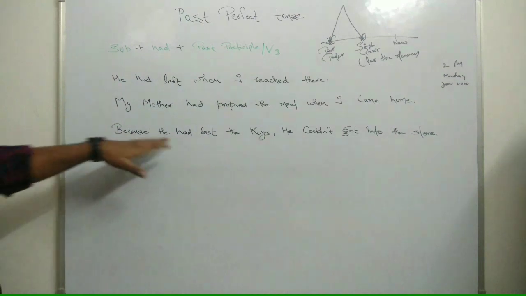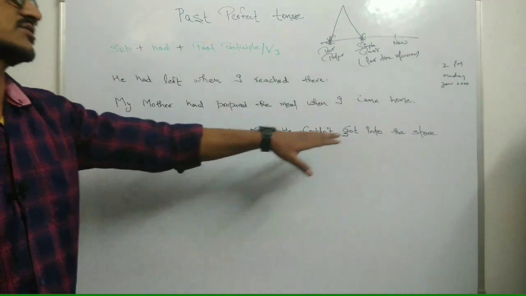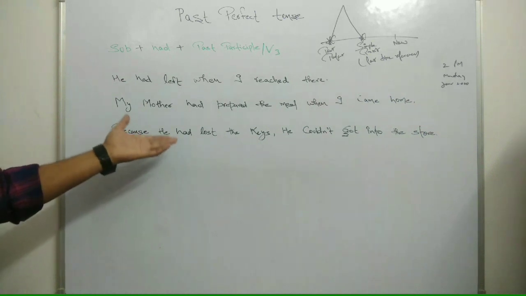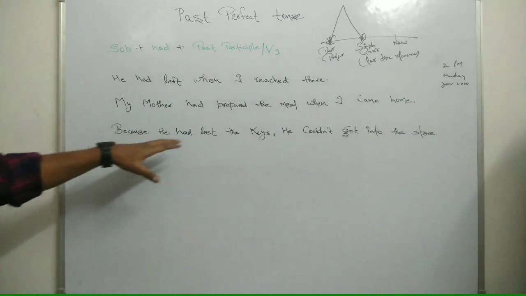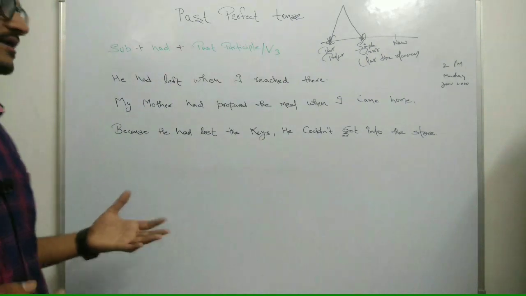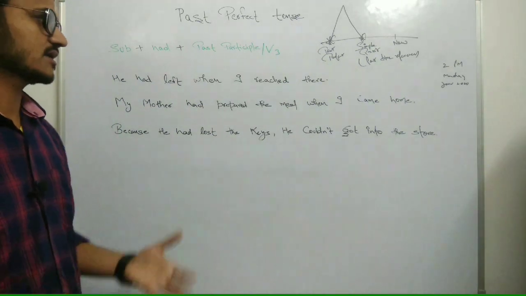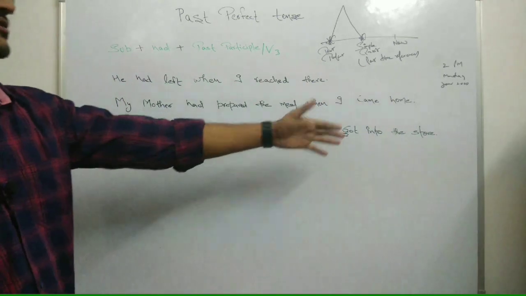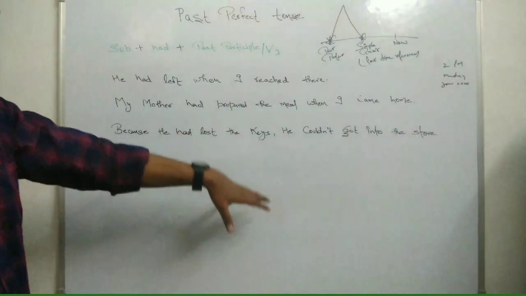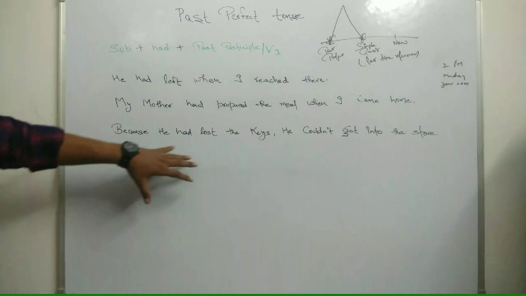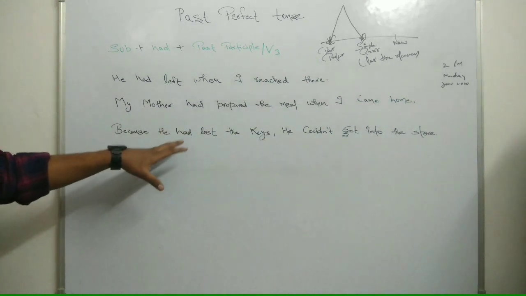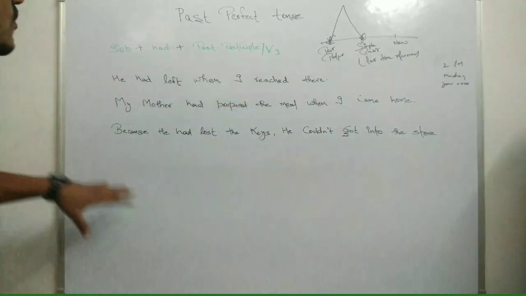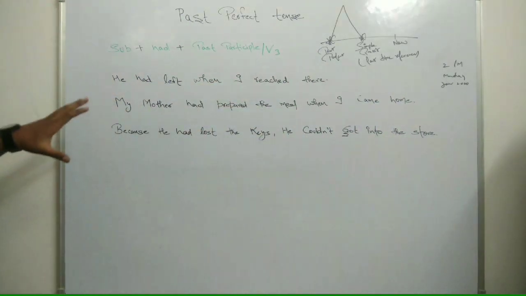Alright. Because he had lost the keys, he could not go into the store. Again, two actions, and obviously this happened first because this was past perfect. Because he had lost the keys, he did not have any keys, and since he did not have any keys, how could he have got into the store? So he could not go into the store because he had lost the keys. Alright. So this had happened first in the past. As a result, this happened later in the past. Alright. So this is one way of forming the sentences.